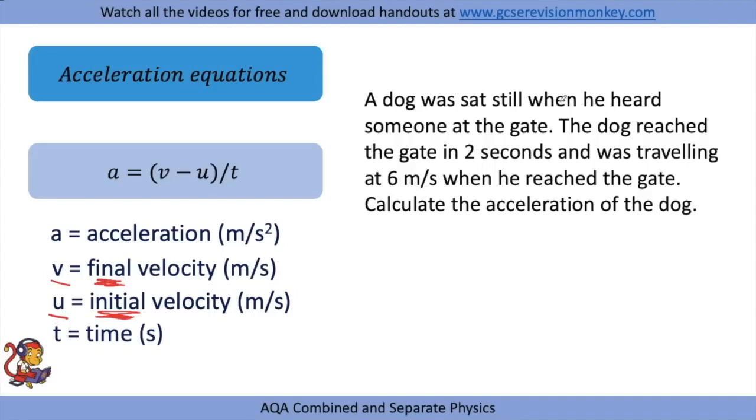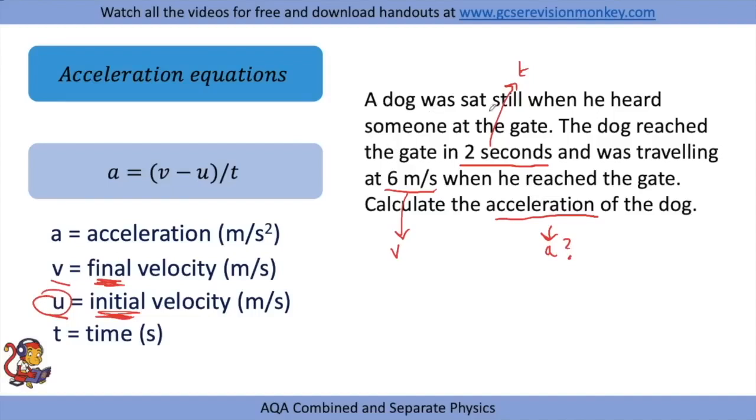A dog was sat still when he heard someone at the gate. The dog reached the gate in 2 seconds, so that is going to be our time, and was travelling at 6 meters per second when he reached the gate. So this is our final velocity. Calculate the acceleration of the dog. Calculate a. So the other bit we need is u. We need the initial velocity, so you need to read the question very carefully again.